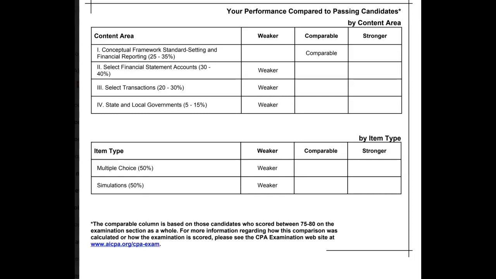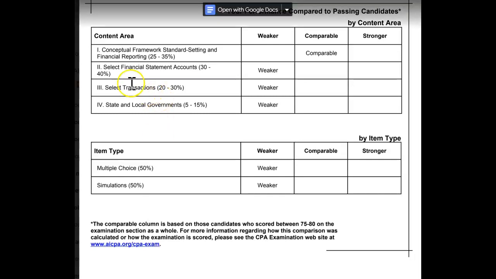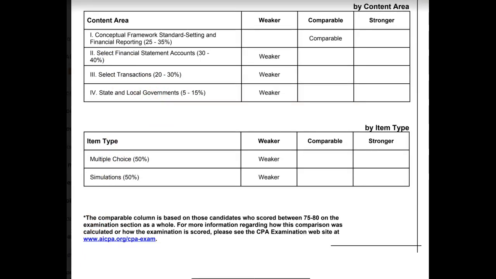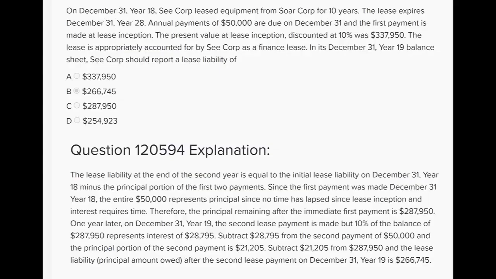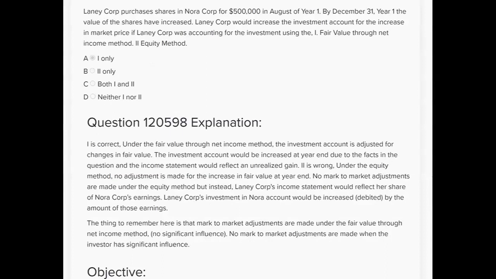This next question is going to be on investments. And this is from Section 2, Select Financial Statement Accounts. And all of these questions are right out of the I-75 test bank. Laney Corp purchases shares in Nora Corp for $500,000 in August of year 1. By December 31st, year 1, the value of the shares have increased. Laney Corp would increase the investment account for the increase in market price if Laney Corp was accounting for the investment using the fair value method.